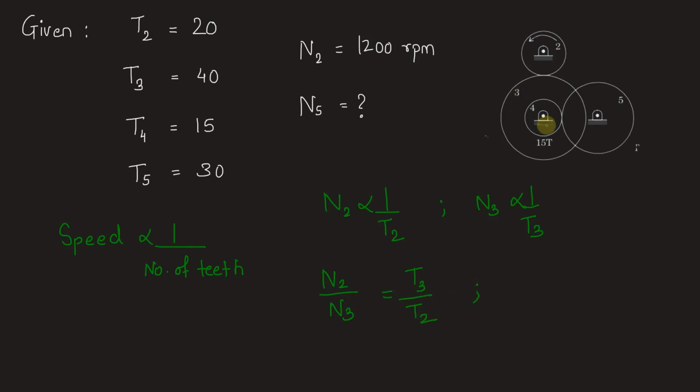Also, we see that gear 3 and gear 4 are mounted on the same shaft. Therefore, their angular velocity in RPM will be equal. So we can write N3 is equal to N4.